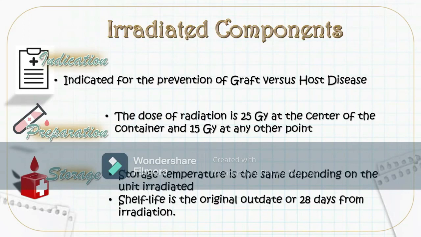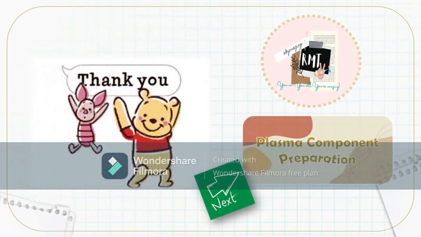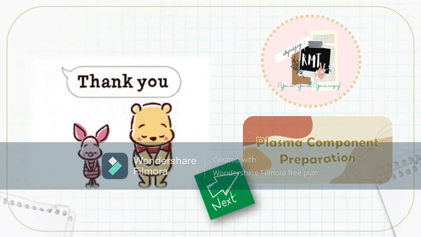So say for example, if the original out date of the whole blood unit is for 35 days, but that particular whole blood unit has been irradiated, so its shelf life will be decreased to 28 days from the date of irradiation. Again, whichever of these two dates comes first will be the shelf life of irradiated blood components. So that ends the first part for our discussion about component preparation.